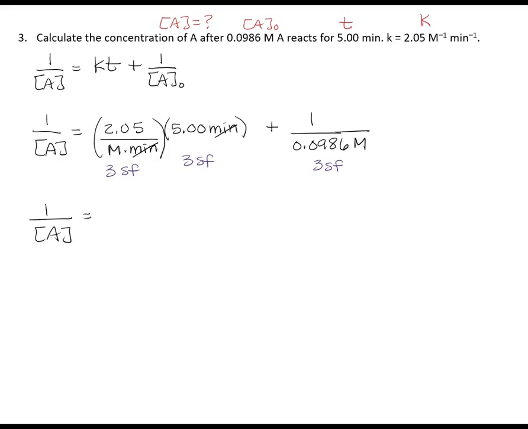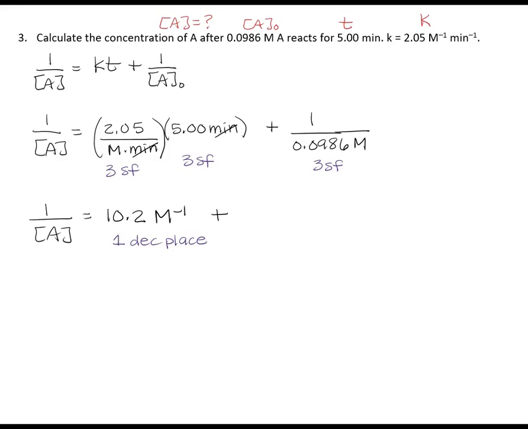2.05 times 5 gives 10.25, or 10.2, because we need to round to even. That's one of those little tricky ones. Inverse molarity. So our 3 sig figs turns out to only be 1 decimal place. This is why we need to be careful about this.